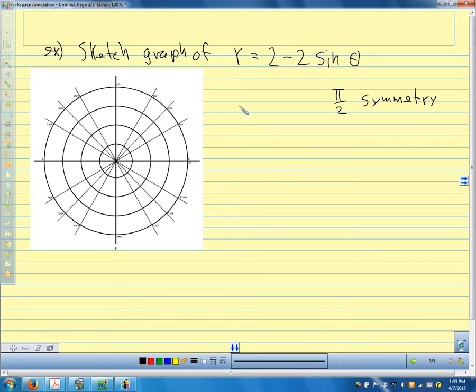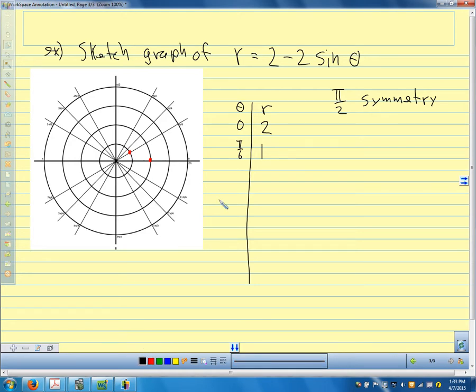So let's make our table of values, theta and r. I'm just plugging in thetas and calculating. So when theta equals 0, r equals 2. So I'm going to plot a point: theta equals 0, r equals 2. When theta equals pi over 6, I get 1. So I'm going to have a point here at pi over 6 and 1.